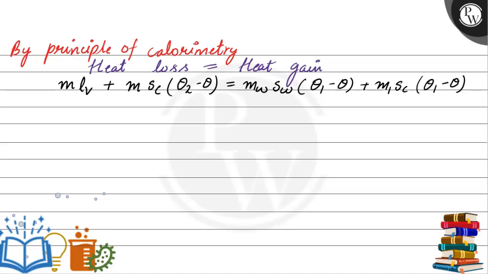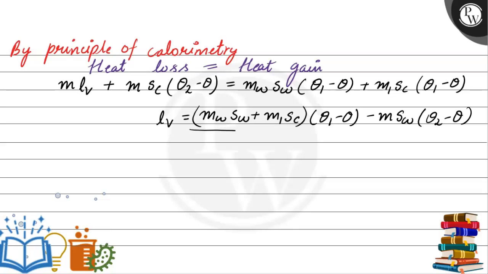On solving it, we get the latent heat of vaporization comes out to be (MW times SW plus M1 times SC) times (theta 1 minus theta) minus M times SW times (theta 2 minus theta), divided by M. This is the answer. I hope you understand this question well. Thank you.